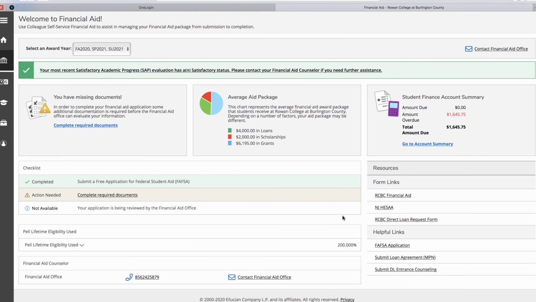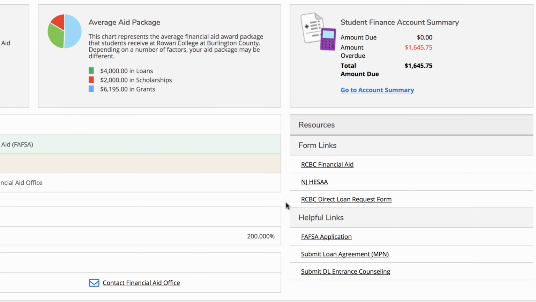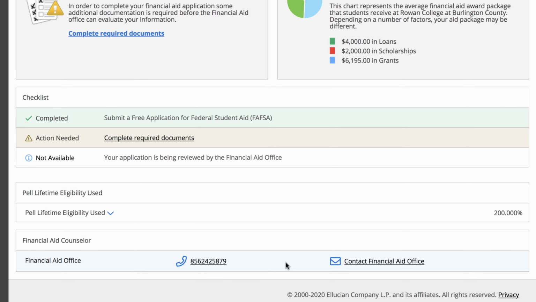There are also helpful links on the side of the page and contact information at the bottom. Students can contact financial aid directly if they have any questions about the process.